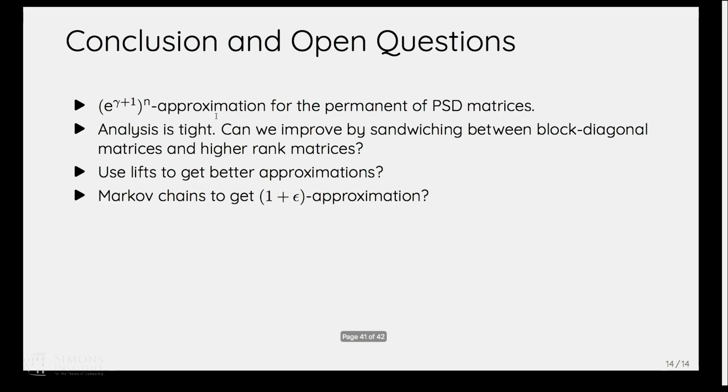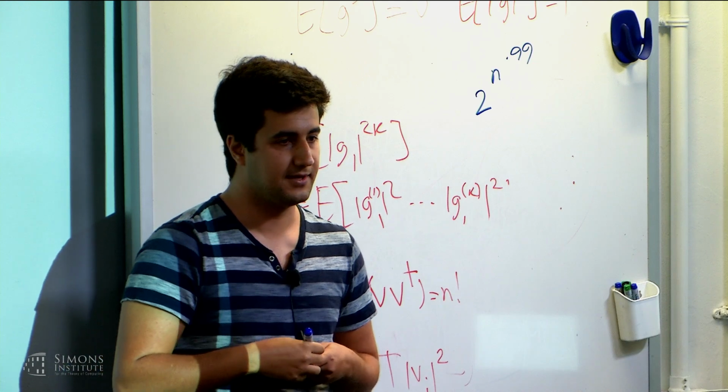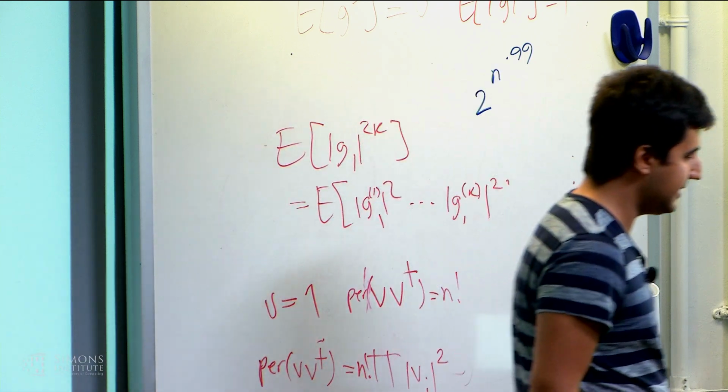There are other ways of potentially getting better approximations, but the ultimate goal is to get a 1 plus epsilon approximation. For all of these problems, for approximating the permanent of PSD matrices or positive matrices, the kind of approximations that you are hoping for are either exponential, or if you go slightly below exponential, then it automatically gives you a 1 plus epsilon approximation. What I mean by that is, if you have a 2 to the n to the 0.99 approximation, that automatically gives you a 1 plus epsilon approximation. As soon as you break this barrier, you're in the 1 plus epsilon approximation regime.